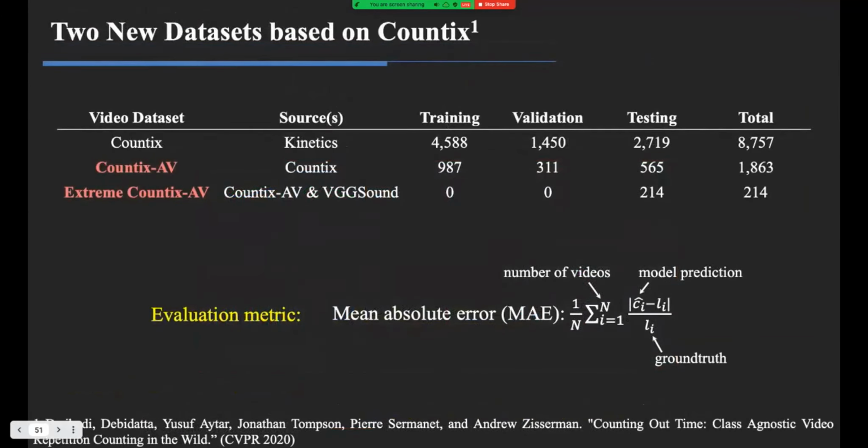We introduced 2 audio-visual datasets for counting based on the Countix dataset. One is for audio-visual learning and evaluation. The other is for evaluating the benefits brought by audio-visual counting under various extreme sight conditions.